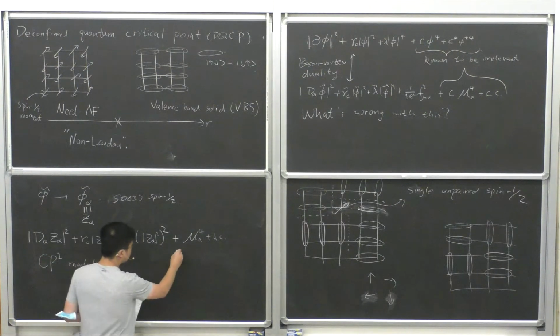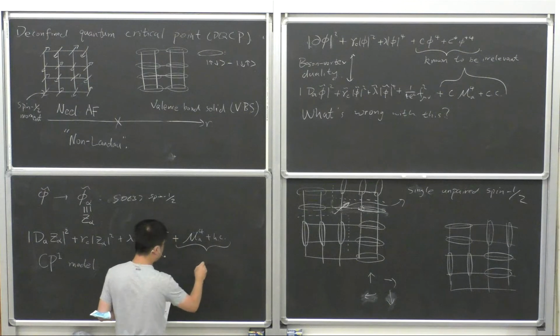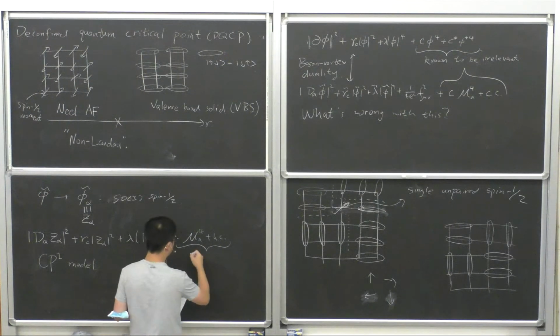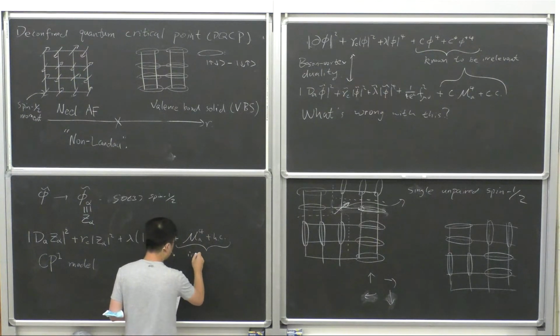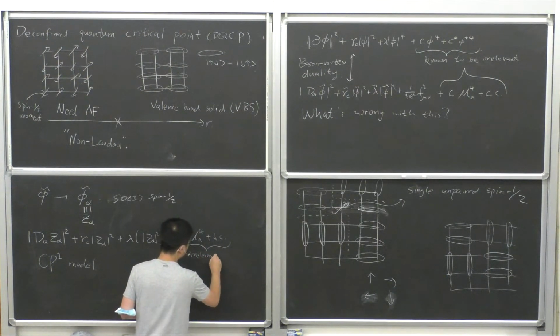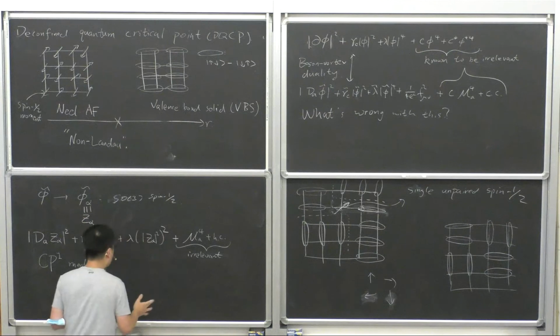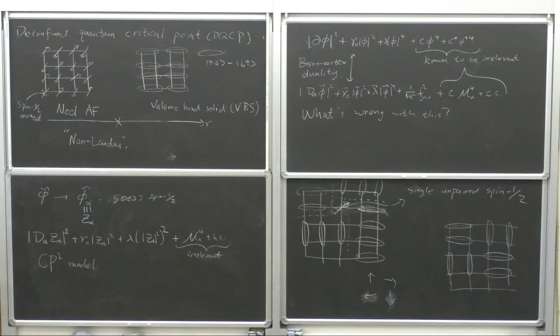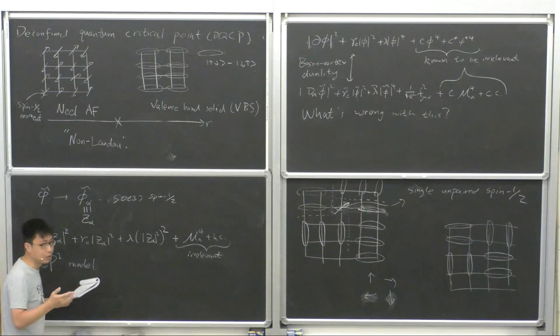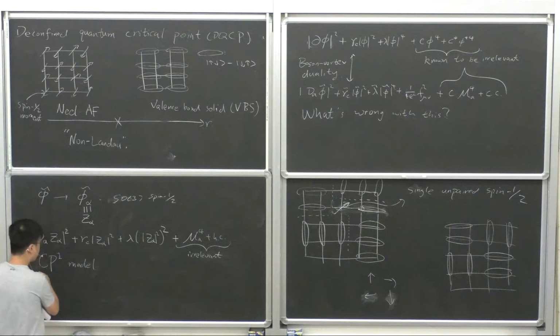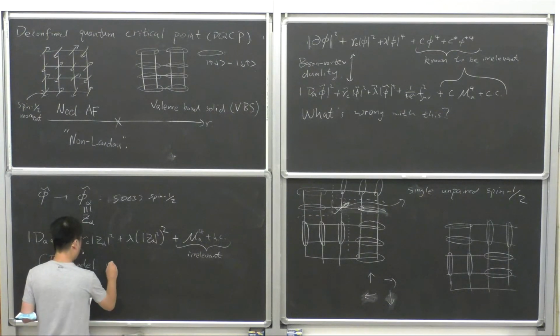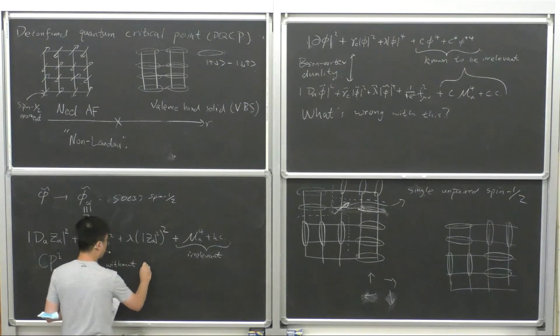But the thing is, let me just comment first that it turns out to be still true that this fourfold monopole is still irrelevant. It's not obvious from the outset, but from all the evidence we have, it's irrelevant. So then you have the CP1 model, if we throw that away, without monopole perturbation.